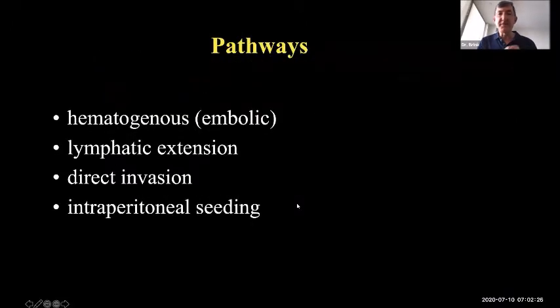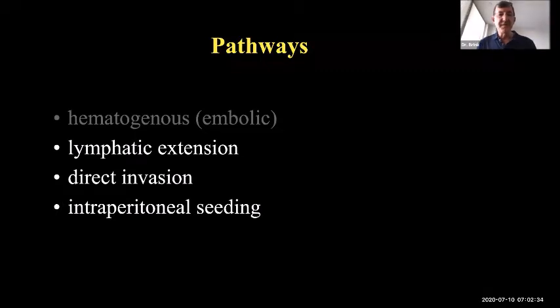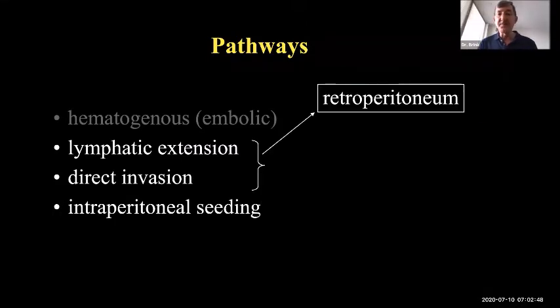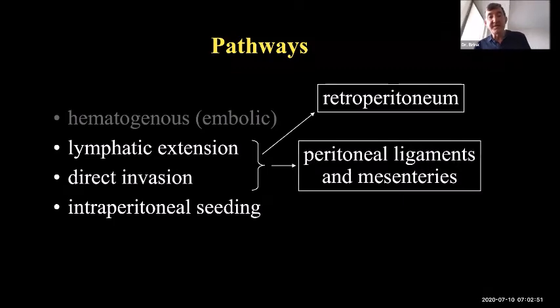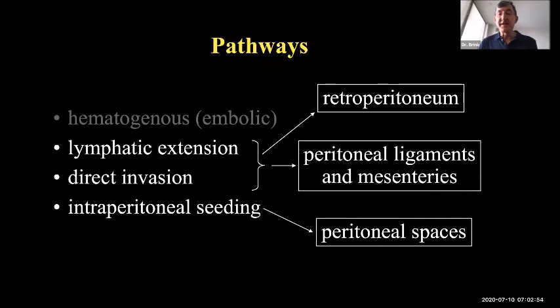There we go. So when we think about the various pathways by which disease can spread, there are embolic or hematogenous routes, which I will not speak of today, but rather we'll focus on the other three: lymphatic extension or spread through the lymphatics, direct invasion between adjacent structures, and intraperitoneal seeding. Lymphatic extension and direct invasion occurs through the retroperitoneum, but also through the peritoneal ligaments and mesenteries, whereas, of course, intraperitoneal seeding occurs through the peritoneal spaces. But insofar as the retroperitoneum gives rise to the peritoneal ligaments and mesenteries, and those in turn define the peritoneal spaces, really this talk is all about anatomy.